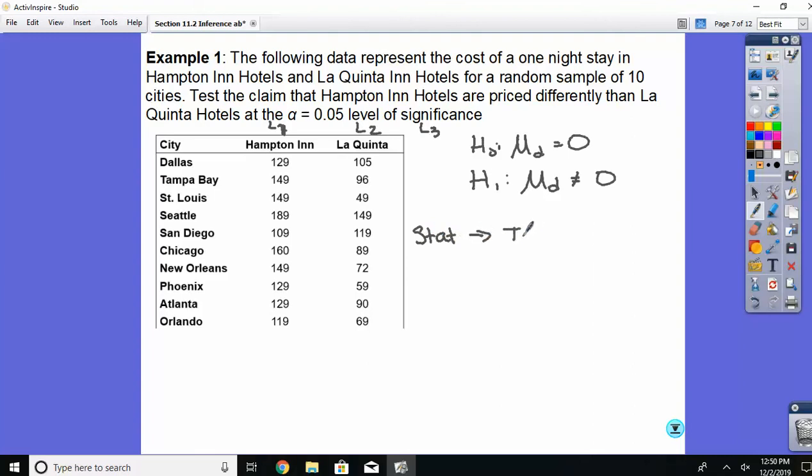Let's just stick with the calculator for a minute. So if you go to stat test, what would this one be called? A 2 sample t-test? We're doing a t-test. We are actually, though, going to do it as a 1 sample because we've already calculated that L3, which is the difference. That's the only piece we're using.